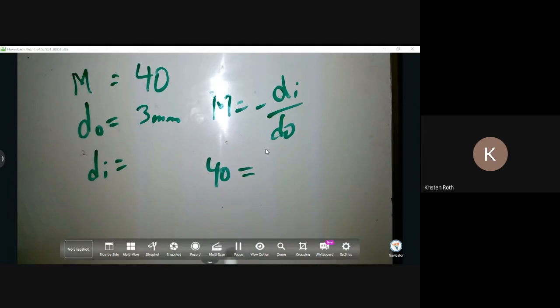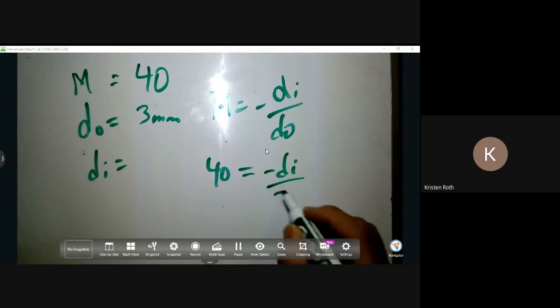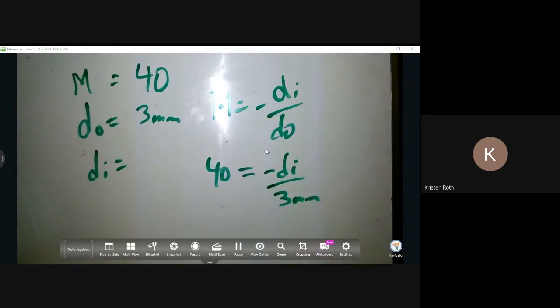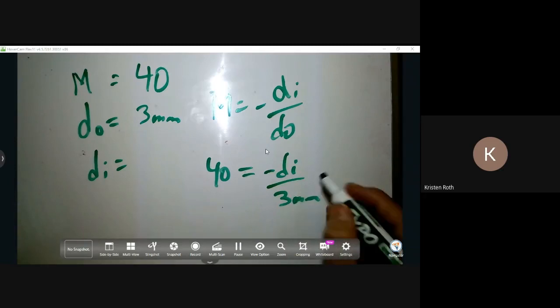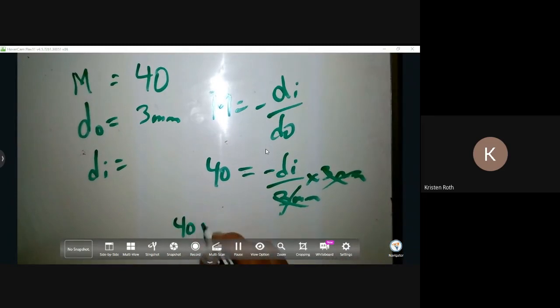I just wanted to make sure that I'm not messing you guys up here. So it doesn't say it's inverted, it doesn't say it's a real image. So we're leaving it as 40, okay? Then we're going to go negative di over 3 millimeters, and then we are going to isolate for negative di. So we need to times this out, which takes it away and brings it to the other side. So our negative di is going to be 40 times 3, which is just 120 millimeters. Make sure you always include the units.